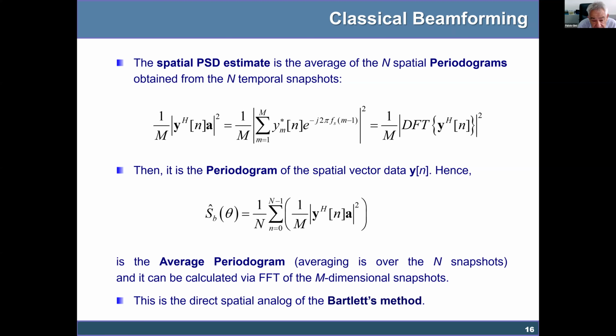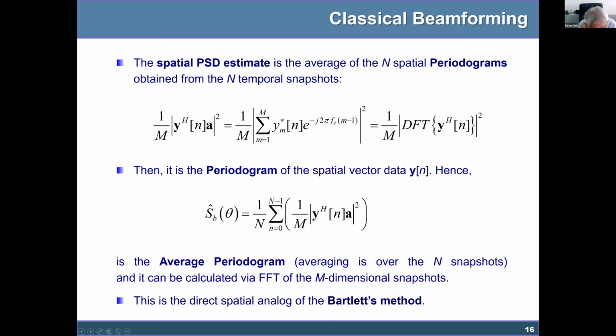So in the case where the array is a ULA, uniform linear array, basically the estimate of the power spectral density as a function of the angle obtained by using the classical beamformer is just the average periodogram, because what is in parentheses is the classical periodogram, FFT of the data modulo square divided by the data length. And then you average in this case over time.